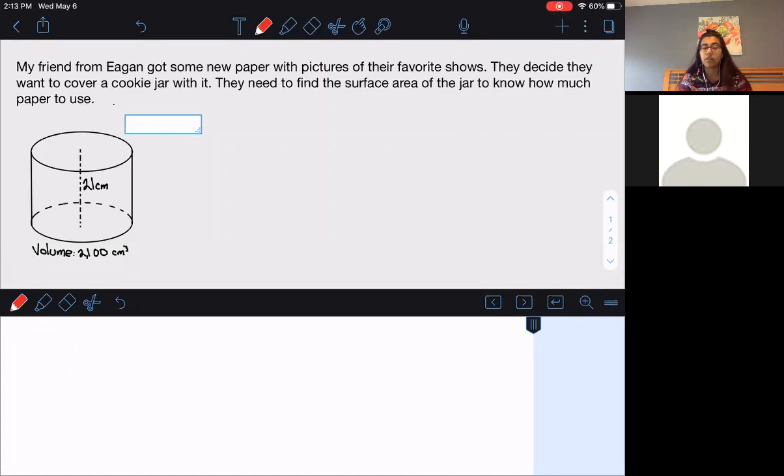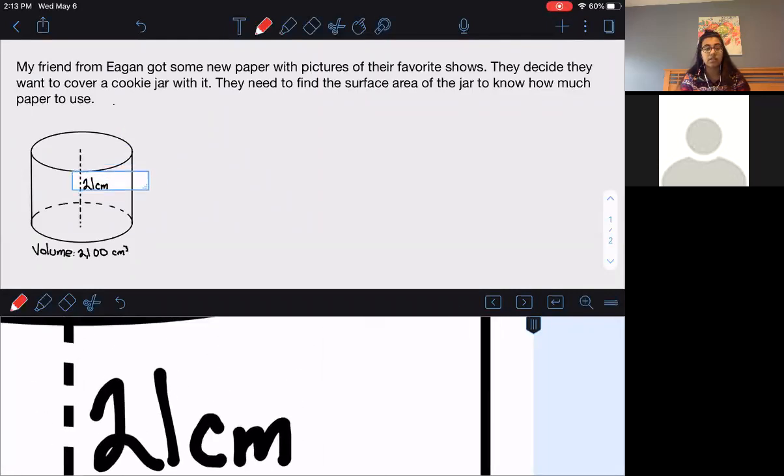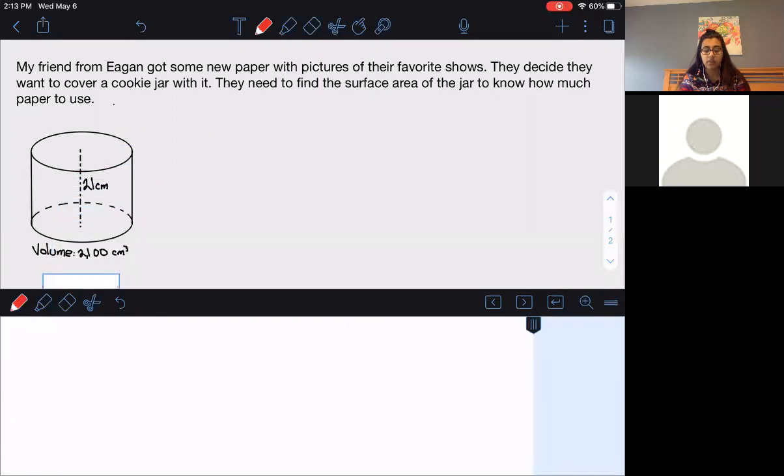They would also need to know how much paper they would need to use. Right now, they measured the height and they know the volume of the cookie jar because it said it on there. So they know the height is 21 centimeters and the volume is 2,100 centimeters cubed. We don't know our radius right now, so we need to solve for that first, because that's a key component of finding the surface area. Thankfully, we have two things that we can use to help us with that.